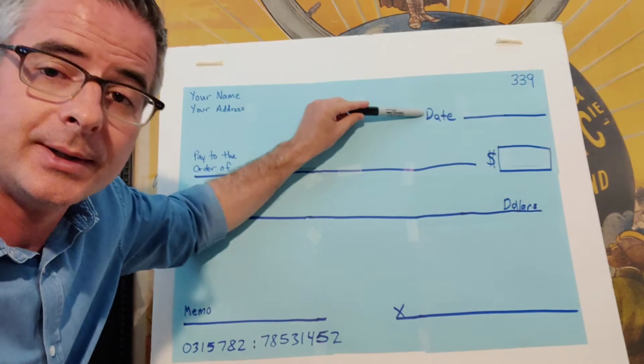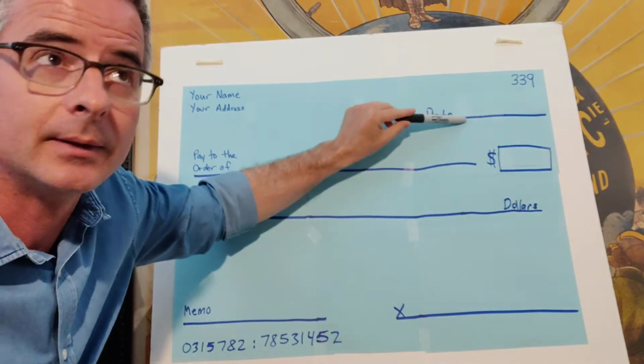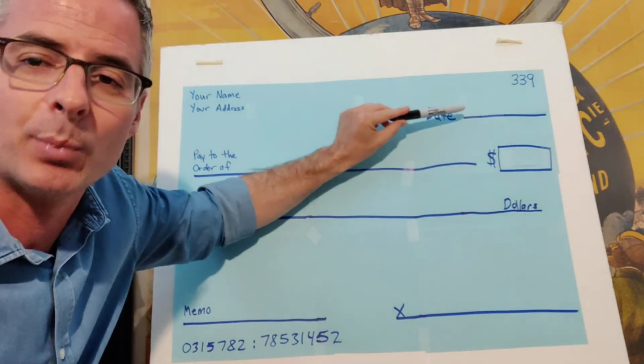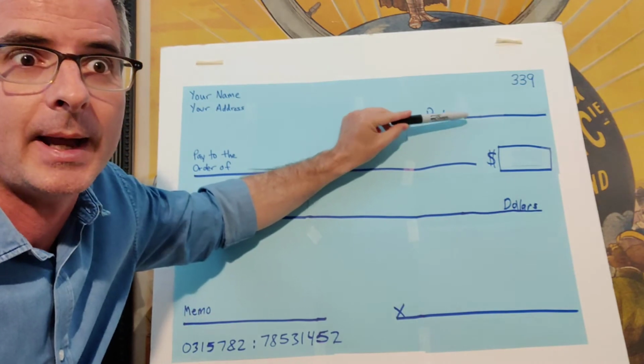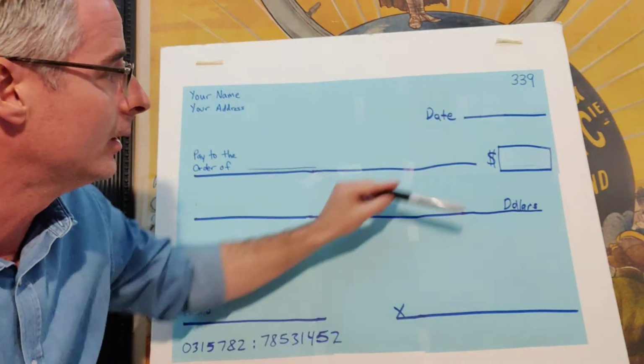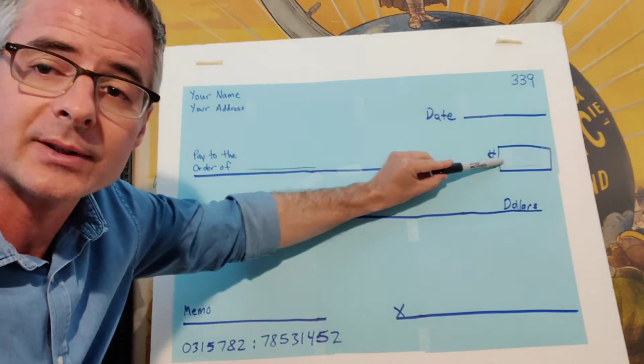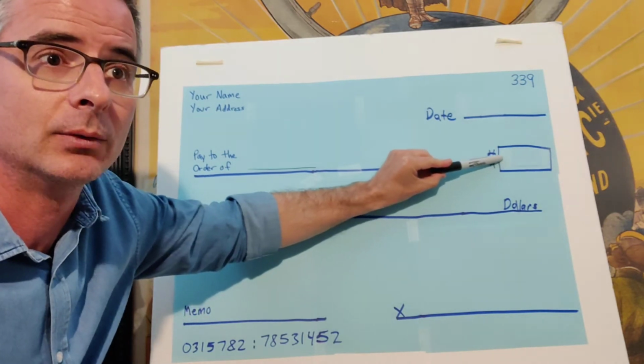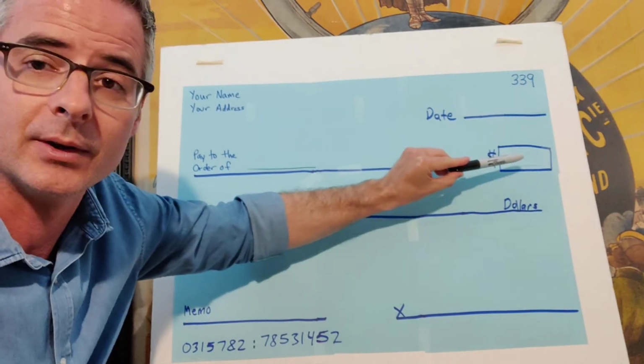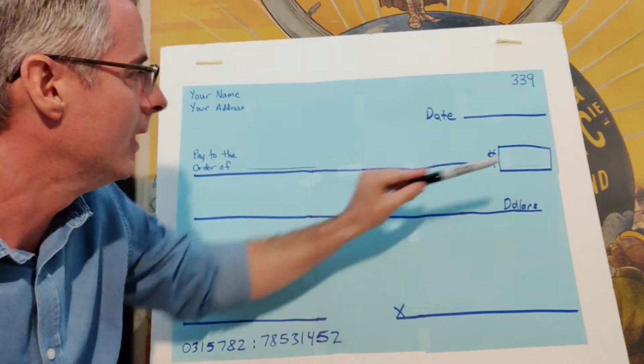You're going to have a line for the date. You're going to put the date of when you purchased that item. So if it's today, it's May 19th. You're going to have a spot or a little box to put in the dollar amount. So let's say you need to write a check out for $10. You write the number 10 there.